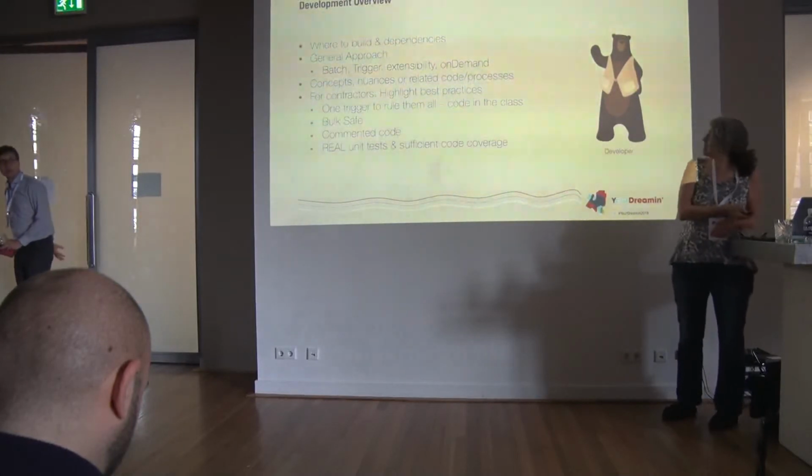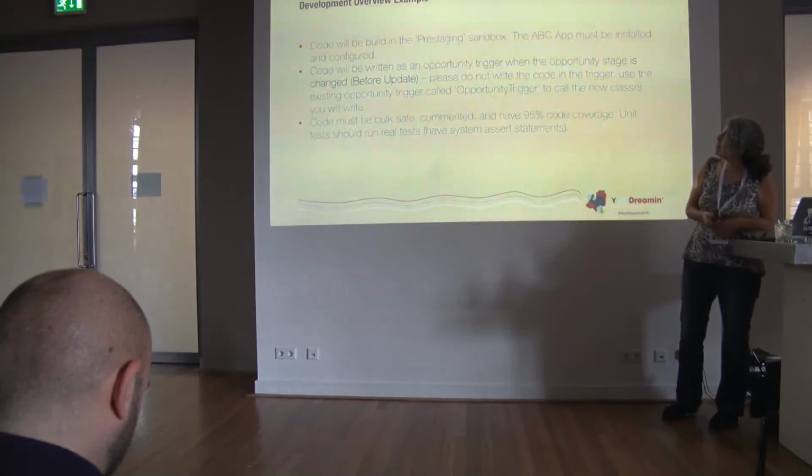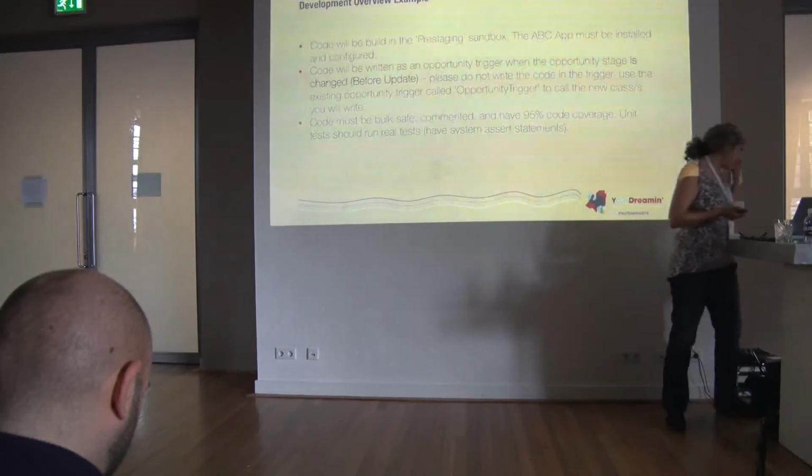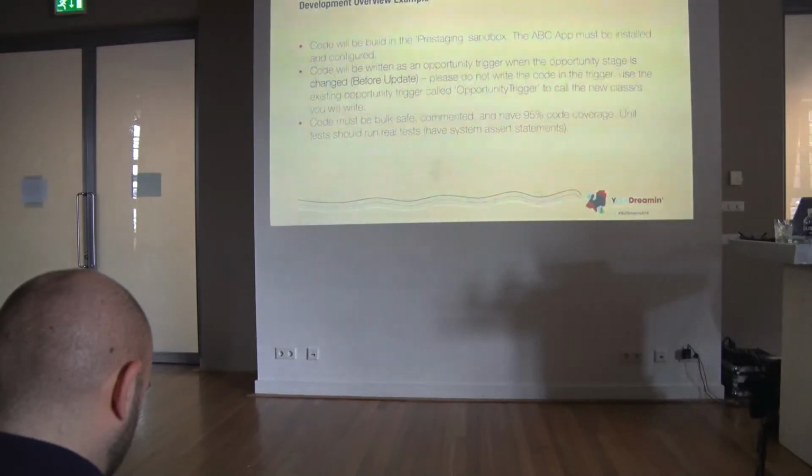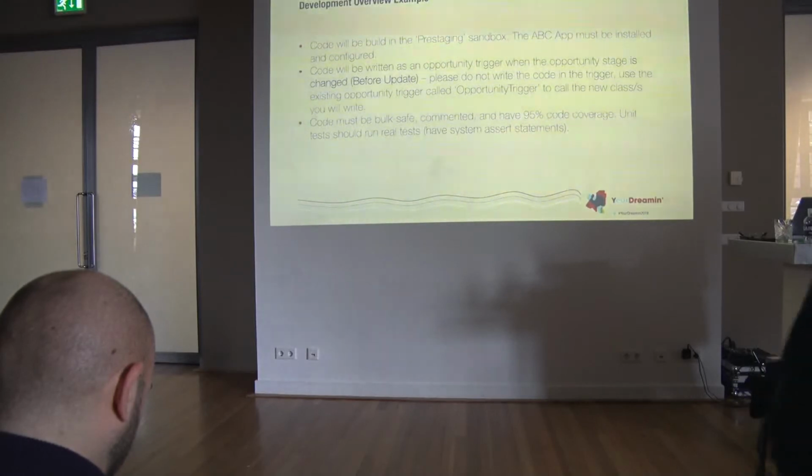Let's see, this thing's working. Okay, so this would be an example of a development overview. Again, sometimes in real life it could be a lot longer, but you know, we're going to build the code in the pre-staging sandbox, and the ABC app has to be installed and configured. Code will be written as an opportunity trigger when the opportunity stage is changed before update.